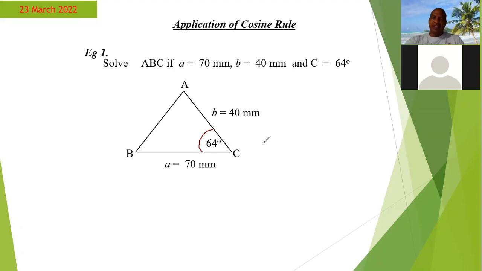Now, if we are solving this triangle by the cosine rule, it means we only know one angle. So it means that we don't know the angle A, we don't know the angle B, and we don't know the side C. So these are the other 3 elements that we have to calculate in order to solve this triangle.